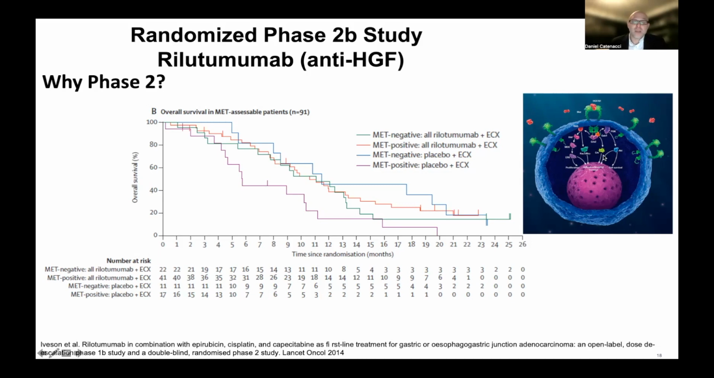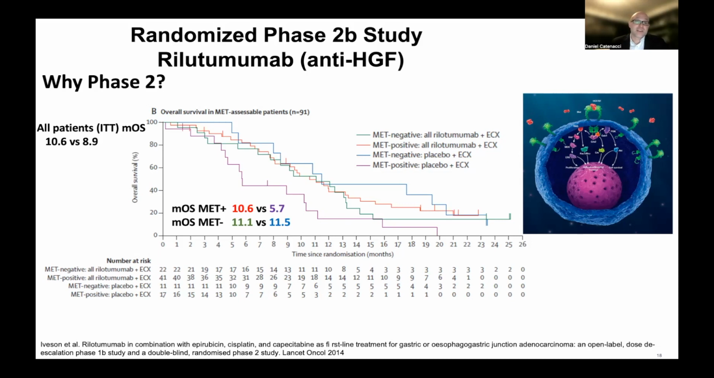And so why do a randomized phase 2 study? This was an example of a phase 2 study that was run of general chemotherapy with epirubicin and cisplatin and capecitabine, which was an old standard of care for first-line therapy, with or without rilotumumab in a placebo-controlled fashion. And that study actually showed benefit of rilotumumab compared to the control arm. And so that said, what was also learned from this phase 2 study is that it really only benefited patients that had overexpression of MET.